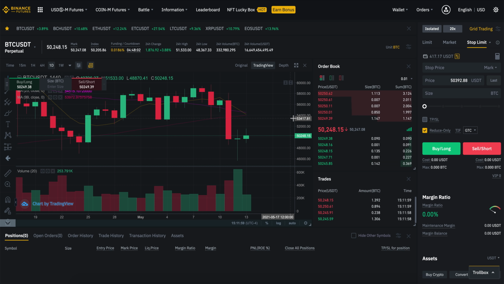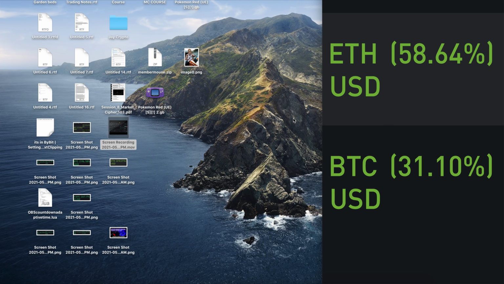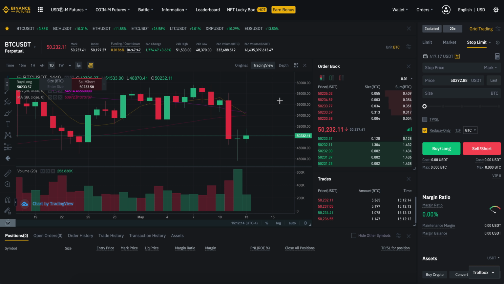So in that way, it is more risky to trade futures than it is to trade spot. But this is very similar to, if you're familiar with trading on Bybit, like these trades I have open now on Bybit, these are margin trades. These are not spot trades. It's the same thing if you're trading on Bybit.